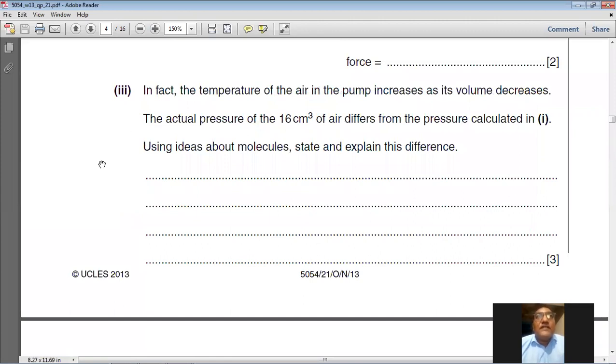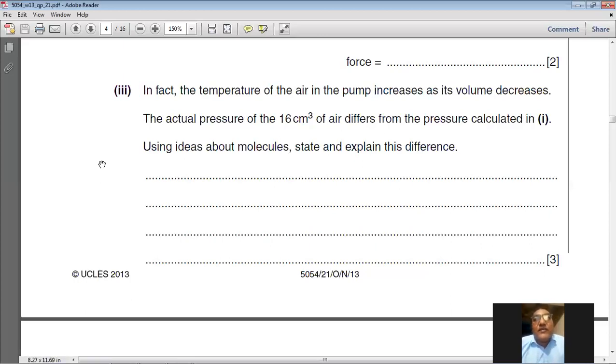Now we have the third part. In fact, the temperature of the air in the pump increases as its volume decreases. We assumed in the previous part that the temperature remained constant, but now he's saying, in fact, the temperature of the air in the pump increases as its volume decreases. The actual pressure of 16 centimeter cube of the air differs from the pressure calculated in the first part. We calculated that the pressure will be 750 kilopascal. Using ideas about molecules, state and explain this difference. So the actual pressure will be more than 750 kilopascal.